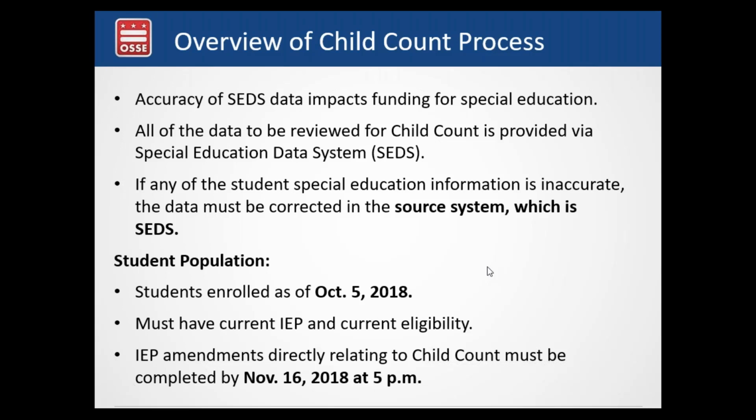Any student that requires an IEP amendment directly related to child count must be completed by November 16, 2018 at 5 o'clock p.m. I'll repeat that. IEP amendments must be completed no later than November 16, 2018 by 5 p.m. Now, there are some additional resources for IEP amendments, a training that we're offering this coming Friday, and we'll provide you some additional information about that as well.